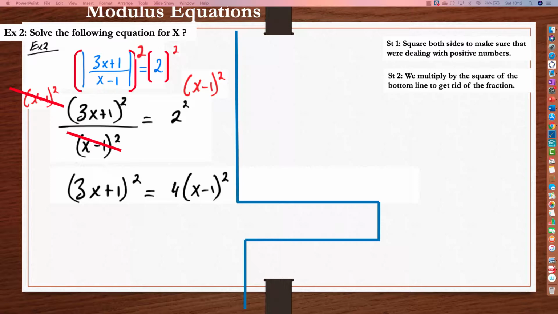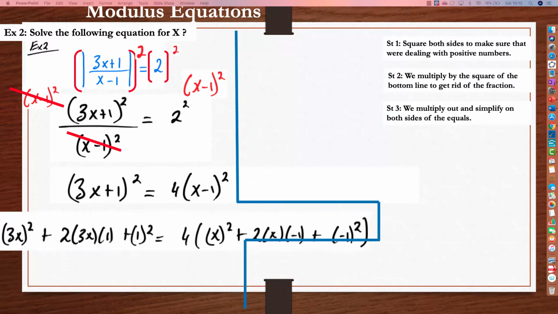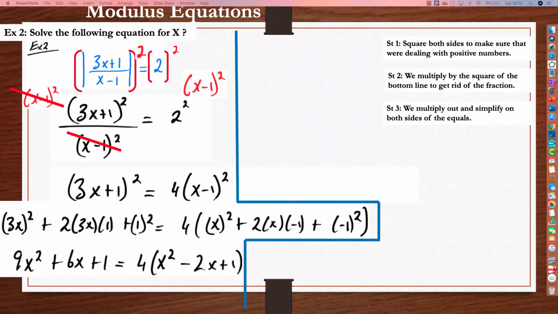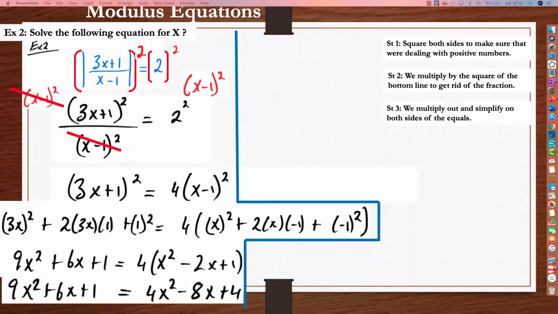You square this out and square out your left hand side. You're going to get square the first, twice the first by the second, square the second, is equal to 4 times square the first, twice the first by the second, square the second. That leaves you with 9x squared plus 6x plus 1 is equal to 4 times (x squared minus 2x plus 1). Multiply over the 4 by that. You have 9x squared plus 6x plus 1 is equal to 4x squared minus 8x plus 4.